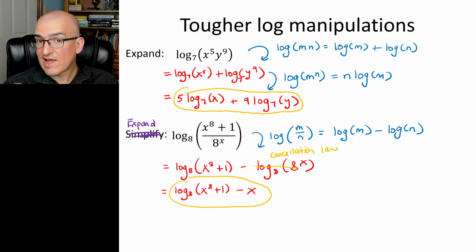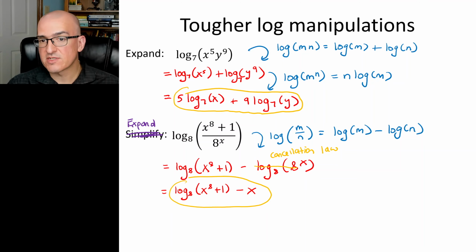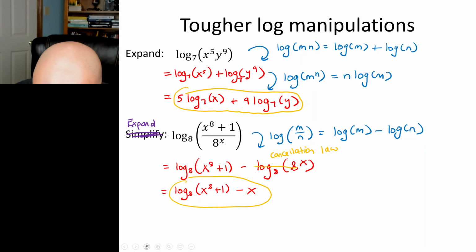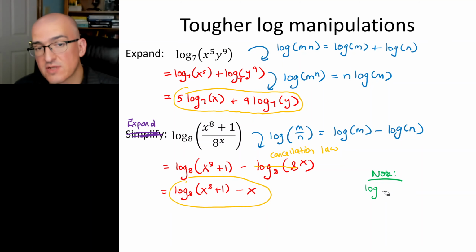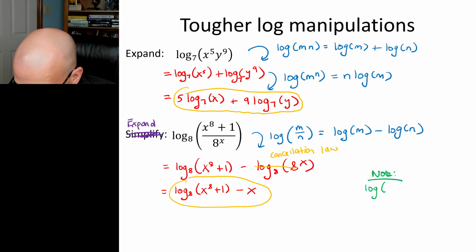Also, why didn't I bring the 8 down? That's another question. How come the 8 doesn't come down in front? And that one deserves a little bit more writing. Note that log base b, I won't even write the base b because it's a distraction. It's not important. Log of m to the n plus k.